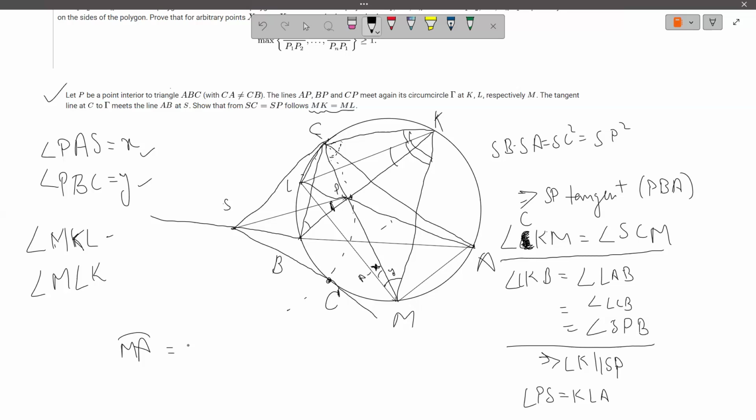Right? Wait. Angle MPA. Wait, why? MB is KPC. Why? All right, we haven't proved that. Okay, fine. We have used the fact SC equal to SP, so we don't care about any lengths anymore.